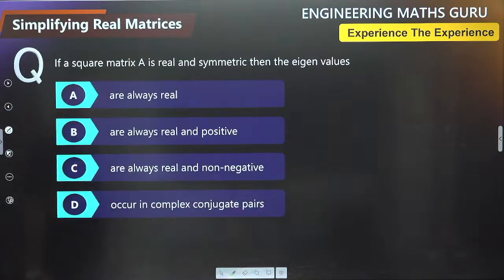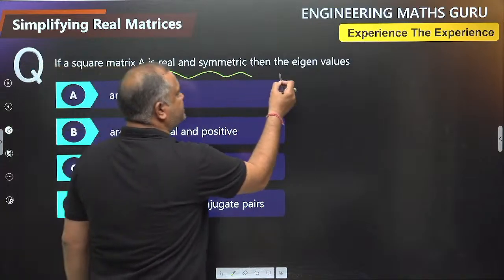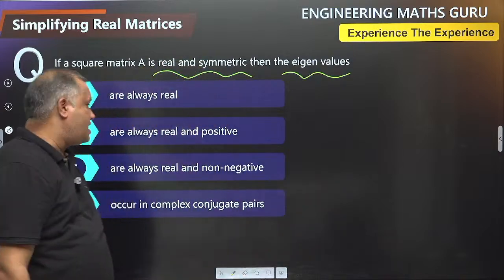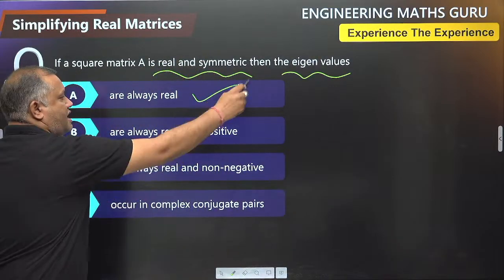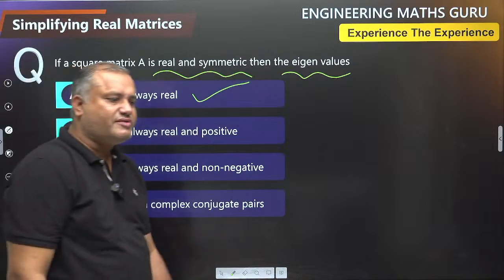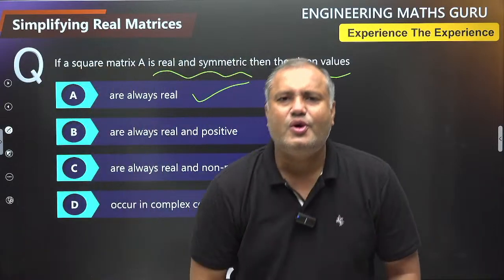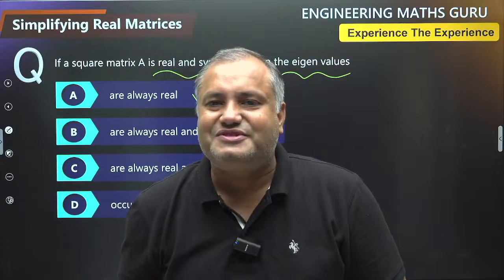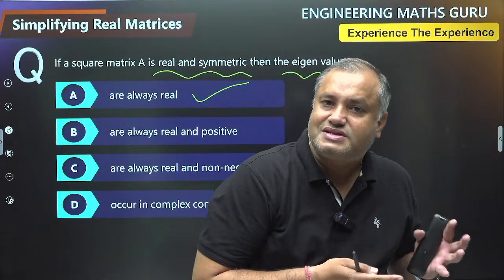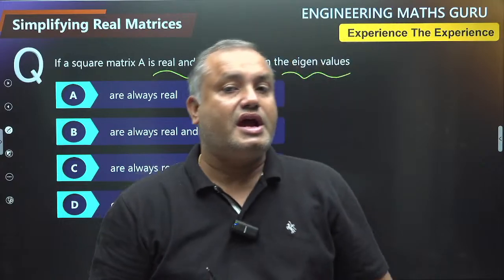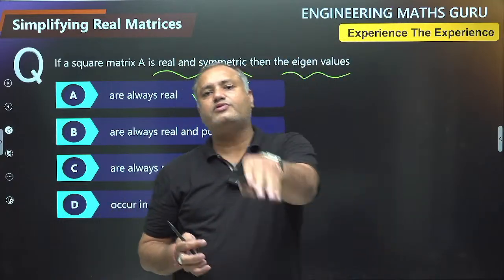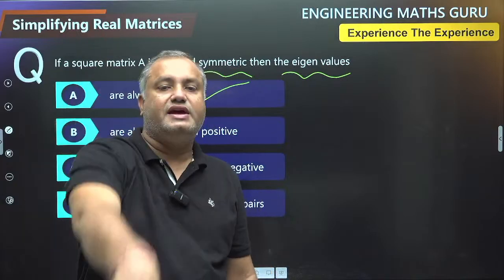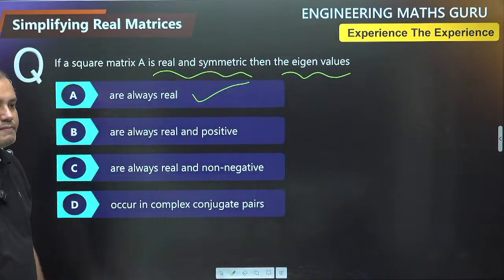If a square matrix A is real and symmetric, what are the eigenvalues of a real symmetric matrix? Eigenvalues are always real for a symmetric matrix. Eigenvalues of a symmetric matrix are real numbers, a skew-symmetric matrix has eigenvalues that are pure imaginary numbers, and for an orthogonal matrix the magnitude of the eigenvalues is 1, and that's why they find their position on the unit circle.